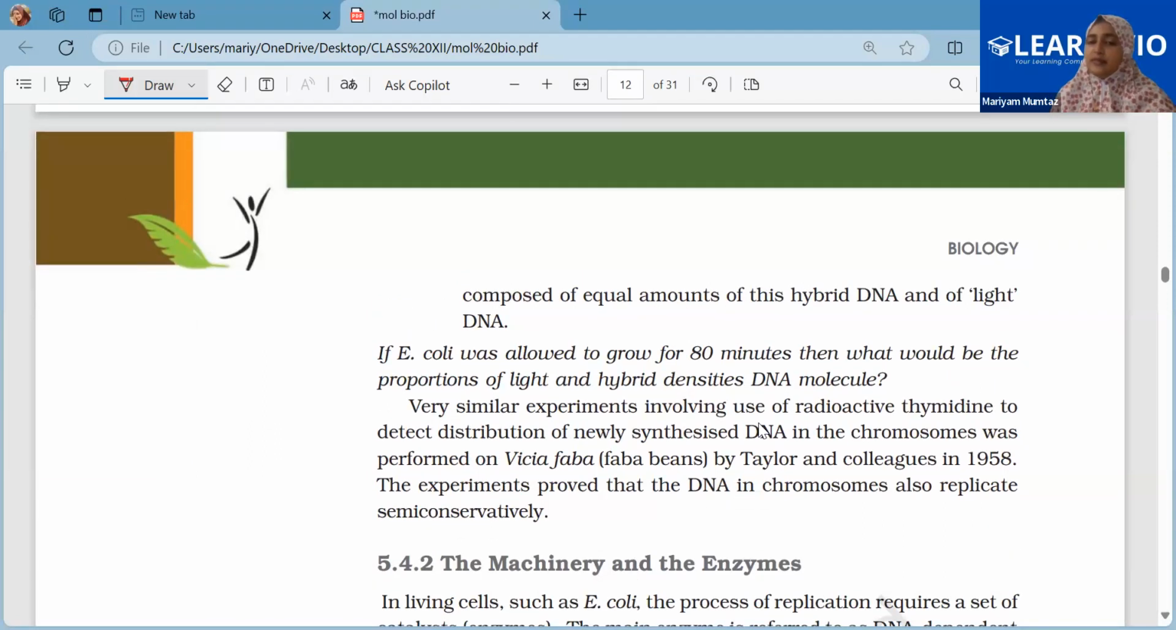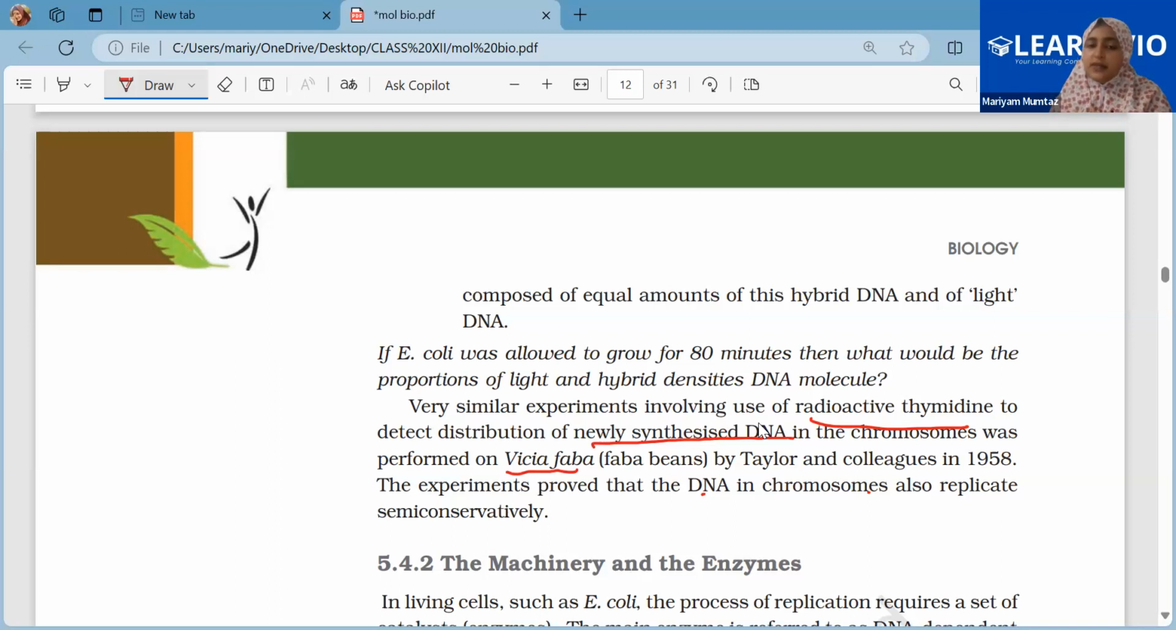Now, a very similar experiment involving the use of radioactive thymidine to detect the distribution of newly synthesized DNA in the chromosomes was performed on Vicia faba, that is faba beans, by Taylor and his colleagues in 1958. This experiment proved that the DNA in chromosomes also replicates semi-conservatively. So up until now, we have understood and we have realized that the DNA replication is semi-conservative in nature.